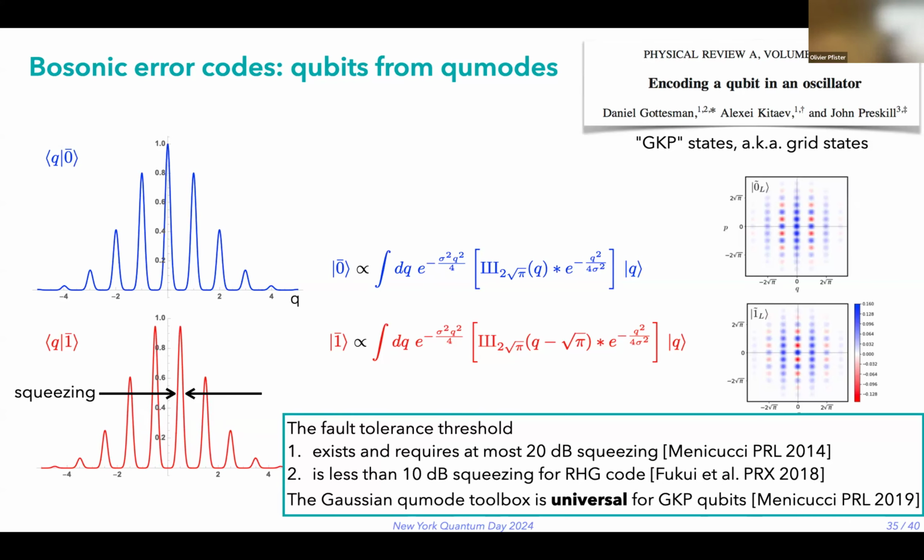And Nick Menicucci in 2014, that's the same guy, showed that if this is squeezed enough, then you can be fault tolerant. So there is a fault tolerant threshold for that architecture. And it was 20 dB squeezing, which is kind of a lot. It hasn't been reached optically, but new work after Menicucci's existence proof has shown that around 10 dB squeezing, which has been realized, is enough. The record is 15 dB right now optically.